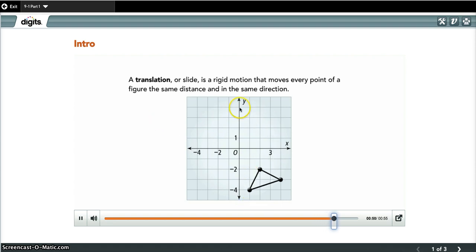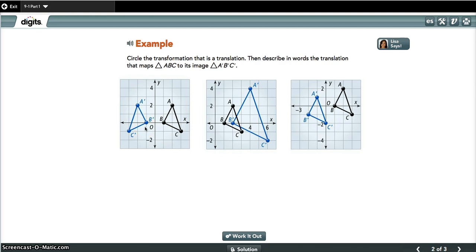But we keep the original triangle on the graph so that we can see where it was originally, and then we draw the new triangle, called the image, so that we can compare it to where it used to be to where it is now. So that's why we always have the pre-image and the image on our screen or on our graph at any time.